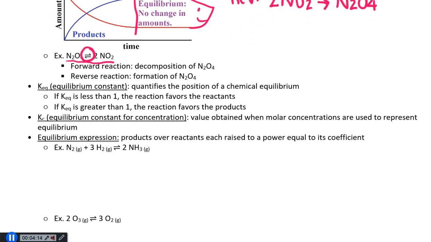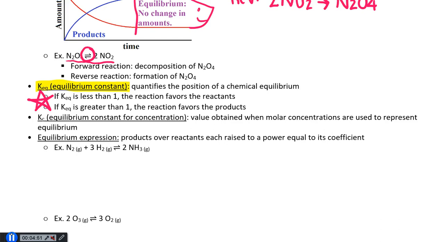Alright, KEQ, our equilibrium constant. This just quantifies the position of chemical equilibrium. So we can calculate our KEQ, and based on that number can give us some information about equilibrium. So it's important that we remember this, and in a little bit I'll show you guys an easy way that you don't have to memorize this. But if you calculate KEQ and that number is less than 1, it means the reaction favors the reactants. If you calculate KEQ and it's greater than 1, the reaction is going to favor the products.